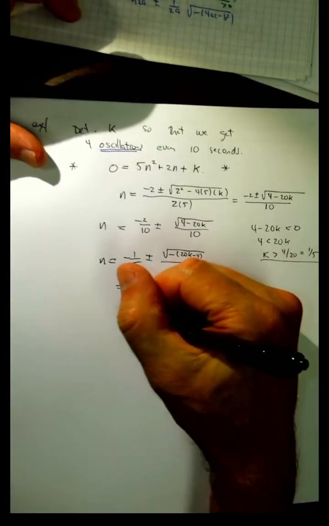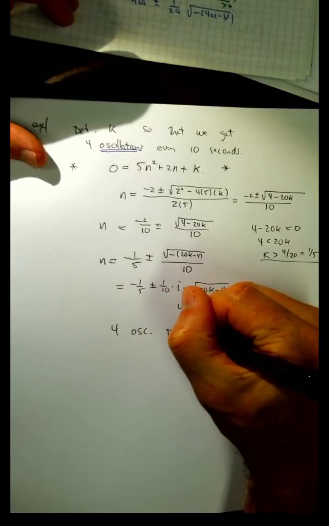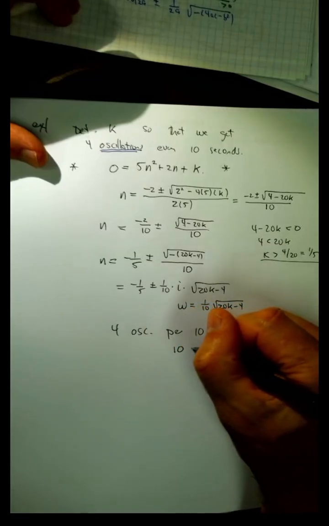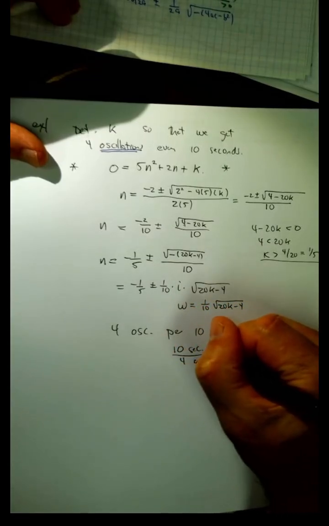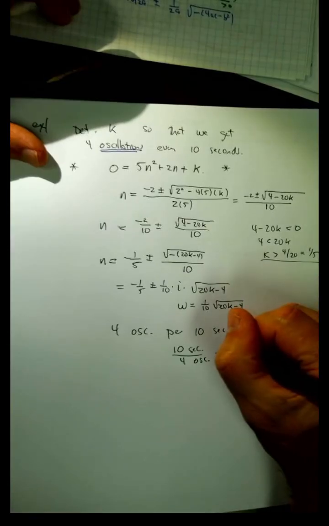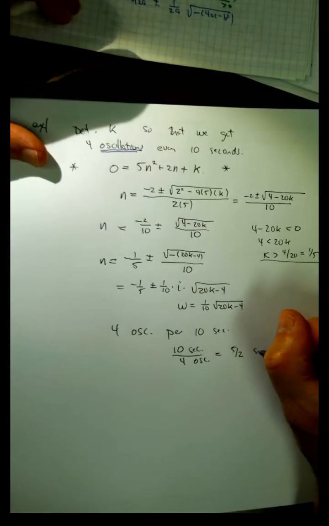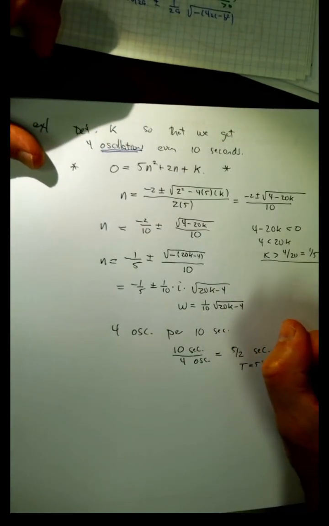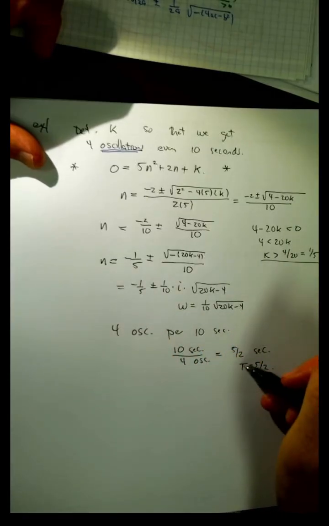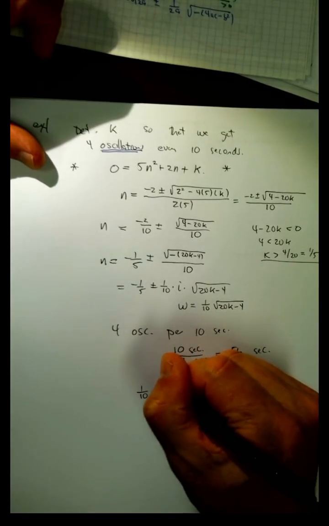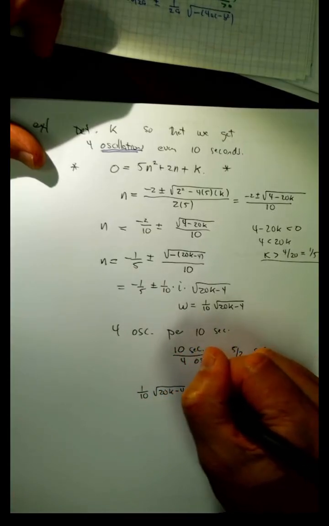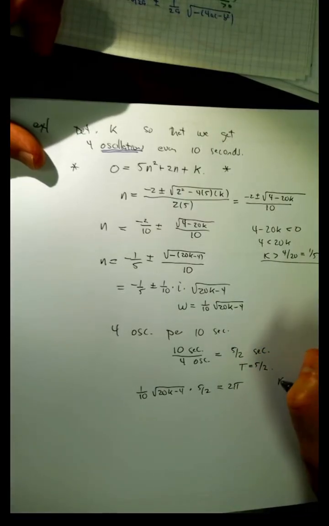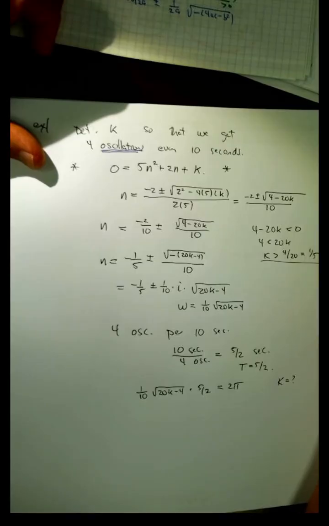So now what are the periods? So I have 4 oscillations per 10 seconds. So that means in 10 seconds, I've gone through 4 whole cycles. So each cycle takes 5/2 of a second. So my period is 5/2. So my period times omega has to be 2 pi. And now I want to solve for k, knowing that k has to be bigger than 1/5.